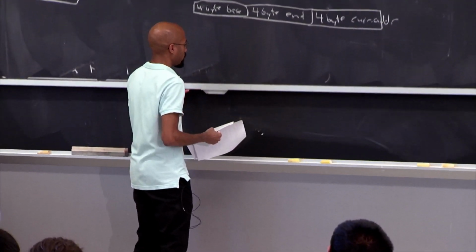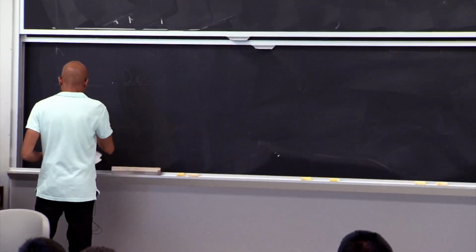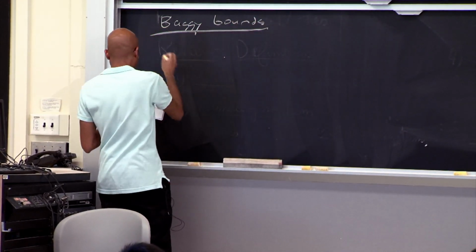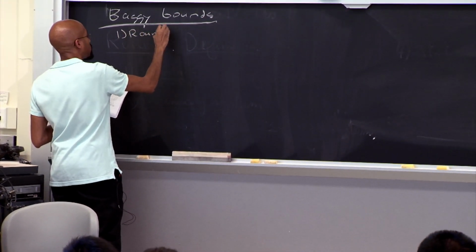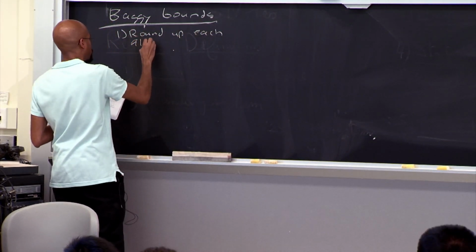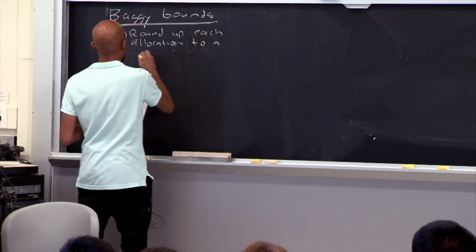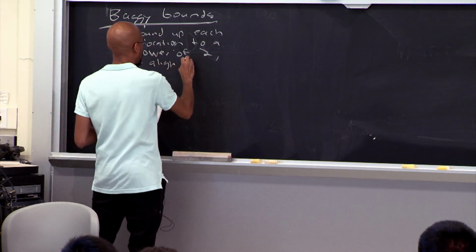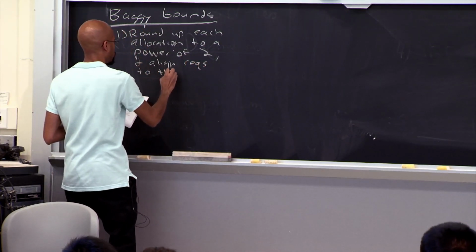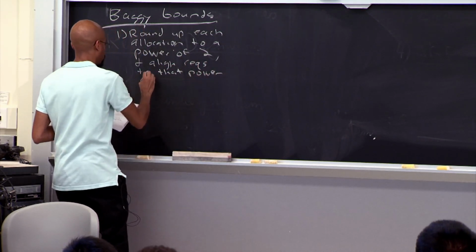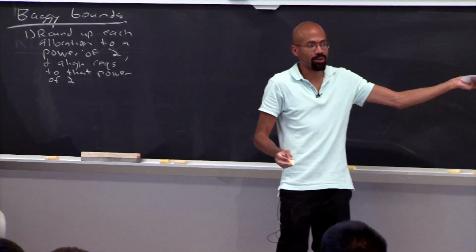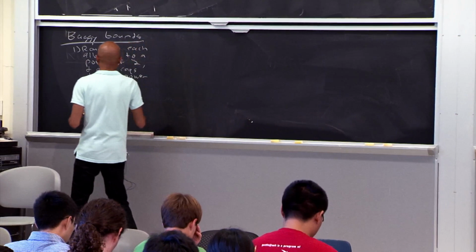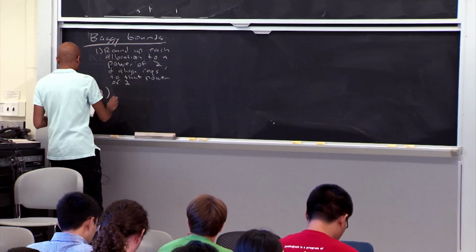Well, it is going to rely on a couple of tricks. So the first idea is you round up each allocation to a power of 2, and you align the request to that power of 2. Essentially the buddy allocator is very nice because it handles a lot of that for you. It naturally will do that kind of thing because that's just the way that it allocates and deallocates memory.